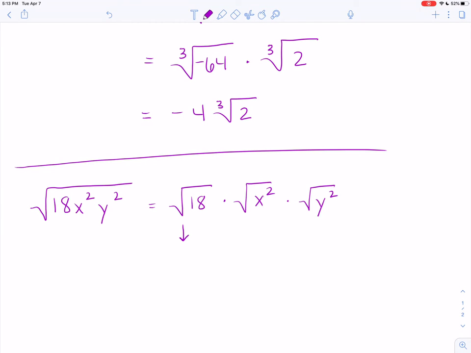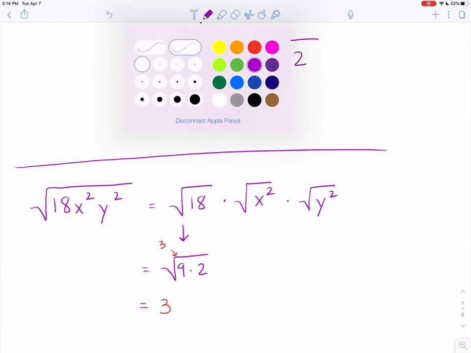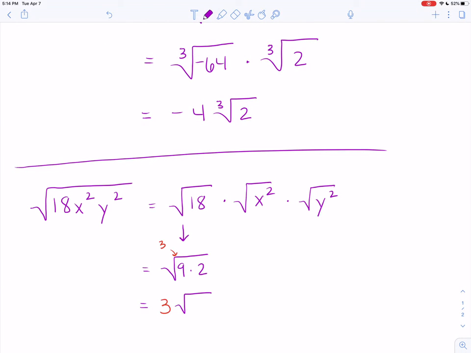do is start with just the numerical value that's underneath the radical. And again, 18 is not a perfect square, so I can't just take the square root. But it has a factor of 9 that is a perfect square. So I'm going to write the square root of 18 as the square root of 9 times 2. And then remember, what I can take the square root of, the square root of 9 here is 3. That comes out in front of the radical. We've taken the square root of it. And what remains underneath the radical is just the 2.